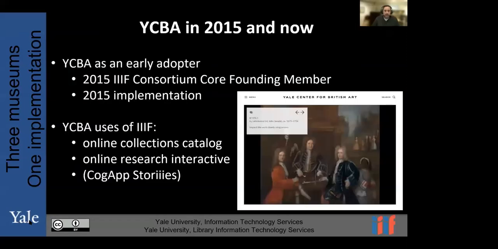Now, the Yale Center for British Art is a core founding member of the IIIF Consortium, joining in 2015, around when they deployed Mirador 2 for their online collections. But today, the center leverages the centrally supported system along with their own IIIF viewer. In addition to using IIIF in their collections, they've started to expand the use of IIIF to include interactives, which borrow from the Stories application developed by CogApp and Tristan Roddis.